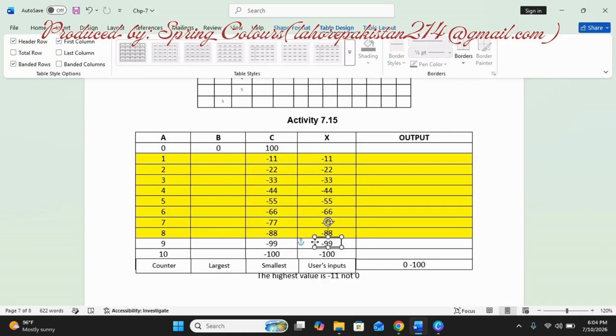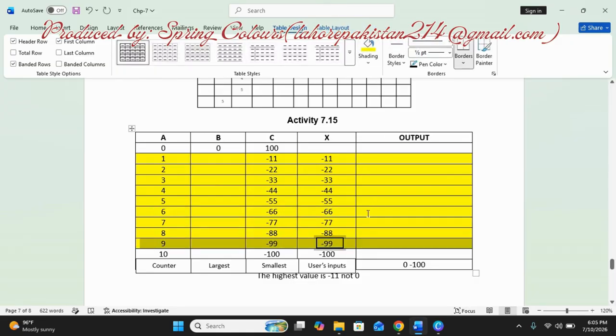Now the user is giving the value of minus 99. This value will be compared with the 0 saved inside B, and as it is lesser than 0, nothing will be saved inside B because B is storing the largest values. But when it is compared with minus 88 that is stored in C, it is lesser than minus 88, so it will replace minus 88 because C is storing the smallest values, and the value of counter will increase to 9.